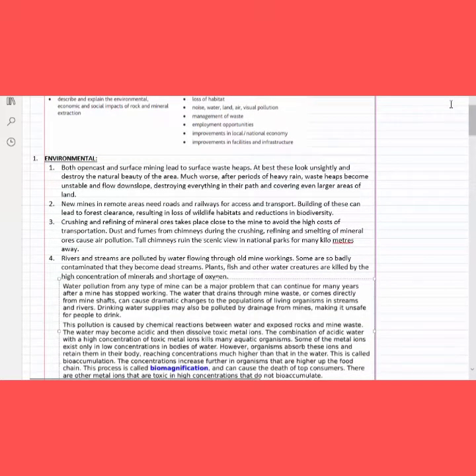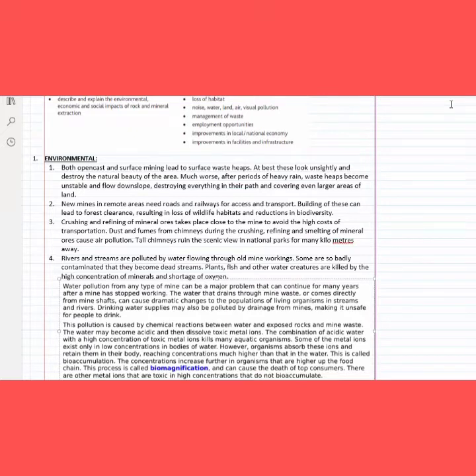If you talk about noise, air pollution, visual pollution, we have the idea of using explosives, we have the idea of transport, right? We have the idea of crushing and refining of mineral ores. So all of these things are going to contribute to air and noise pollution, right? And visual pollution. So both open cast and surface mining lead to surface waste heaps. At best, these look unsightly and destroy the natural beauty of the area. Much worse, after periods of heavy rain, waste heaps become unstable and flow down, destroying everything in their path and covering even larger areas of land.